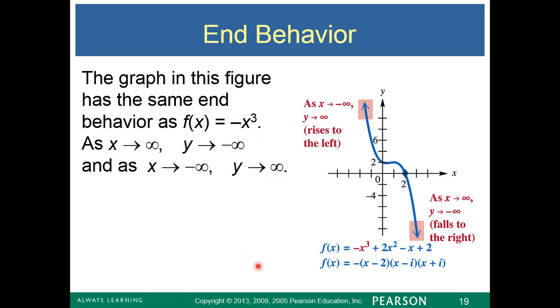Well, x cubed goes down on the left and goes up on the right. So negative x cubed would have the opposite effect. So here it goes up on the left and down on the right. Okay, rises to the left, falls to the right. Or in other words, as x approaches negative infinity, y approaches positive infinity. As x approaches positive infinity, y approaches negative infinity.